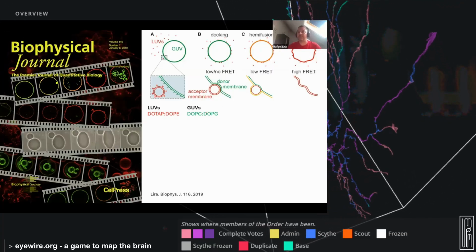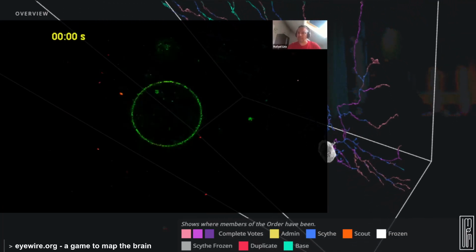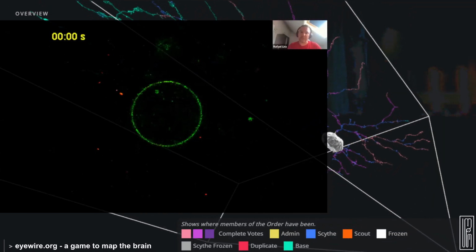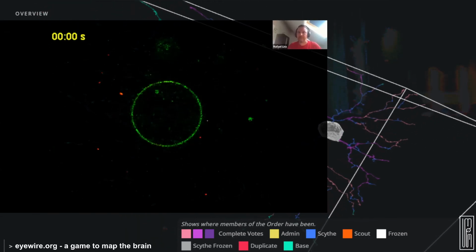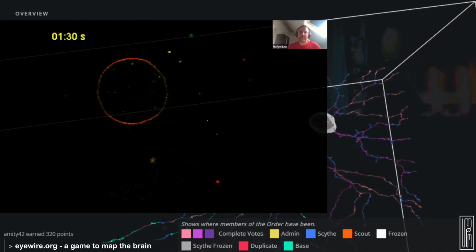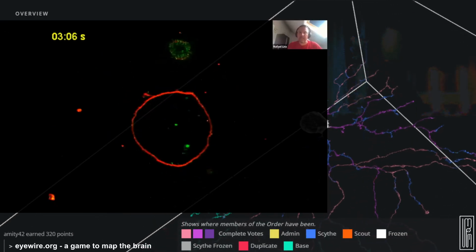If we saw fusion, then the GUV area will increase, and this is more or less what we see here. So we see some diffraction limited spots, red liposomes here, and a GUV here, which is initially spherical. And as the LUVs start fusing, the GUV becomes red, and strikingly, it also becomes floppy as it grows.